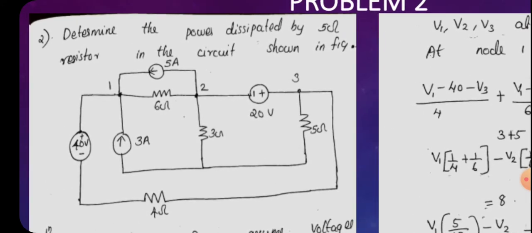So look at the circuit diagram closely. There is a 40 volt source, a 3 ampere source, a 5 ampere source, a 6 ohm resistor, a 3 ohm resistor, a 4 ohm resistor, another 20 volt source, and a 5 ohm resistor. And it is marked in the question that there are 3 nodes, 1, 2 and 3.